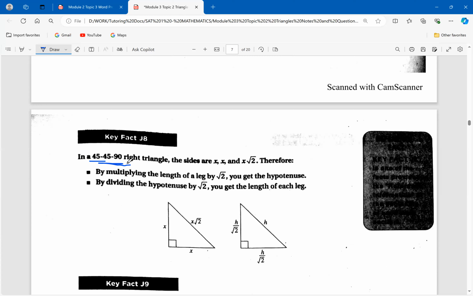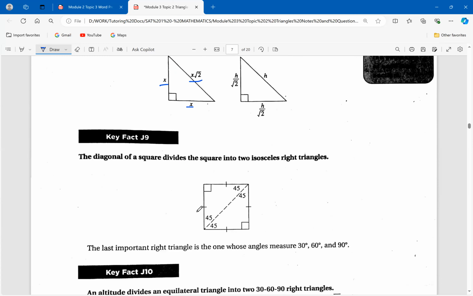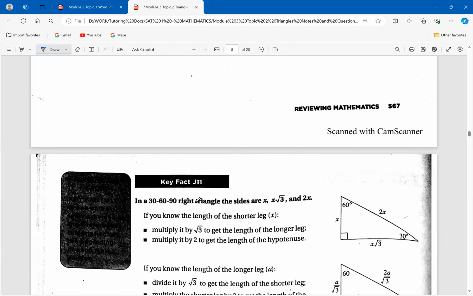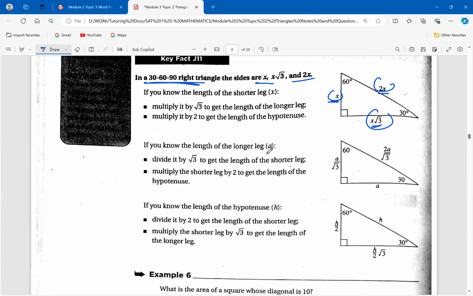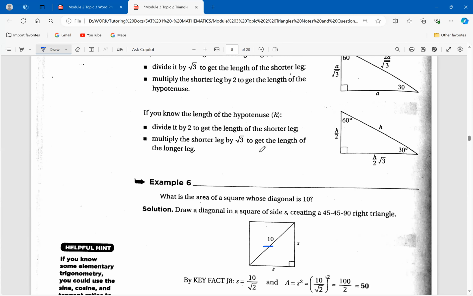This is the first one. Look at key fact J8. A 45, 45, 90 triangle will always have sides x, x, and x root of 2. All right, first thing. Then a 30, 60, 90 right triangle will have x, 2x, and x root of 3. You guys need to know these two types of right triangles.